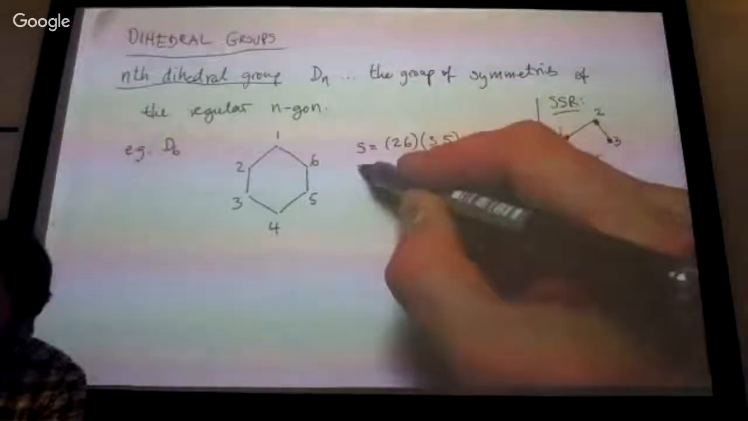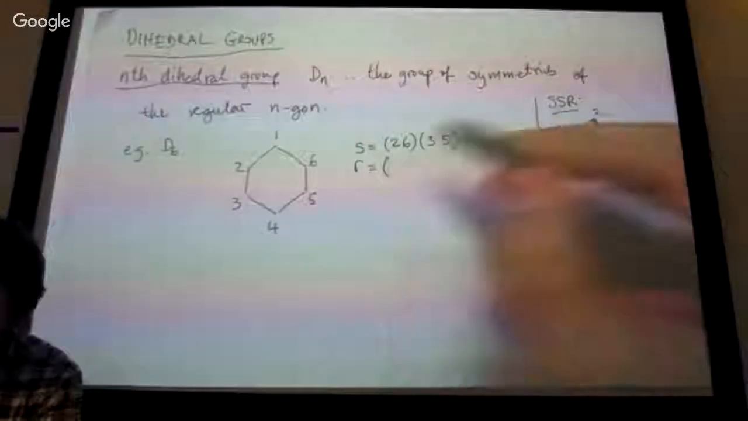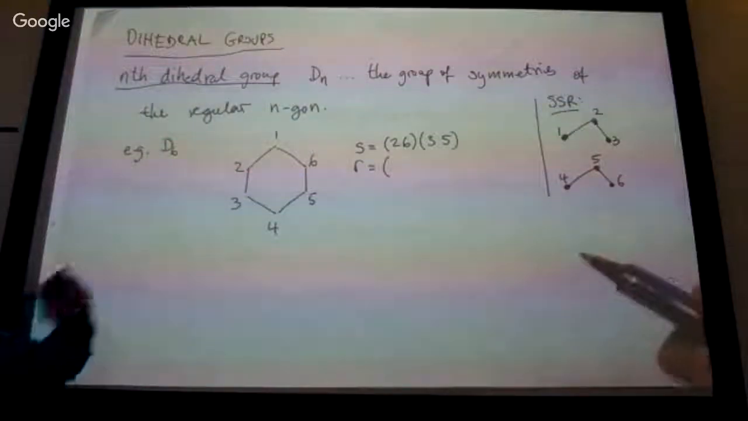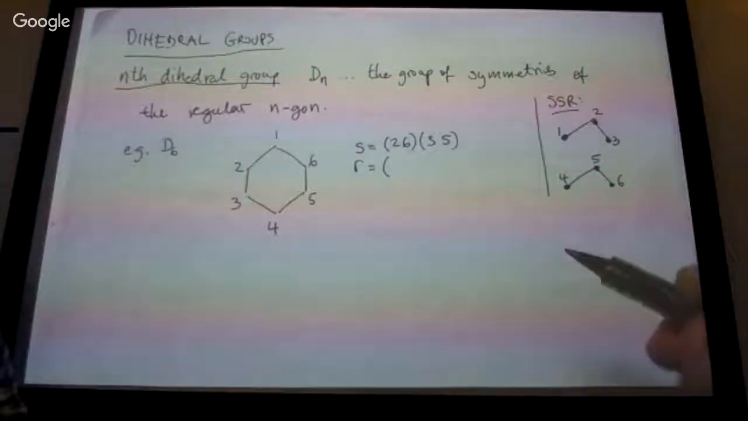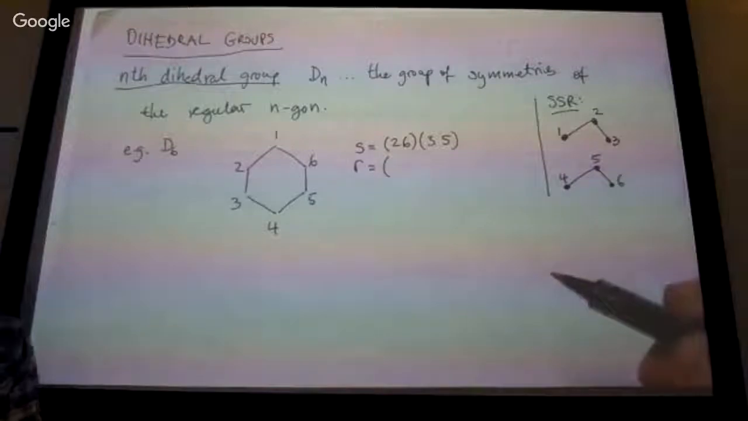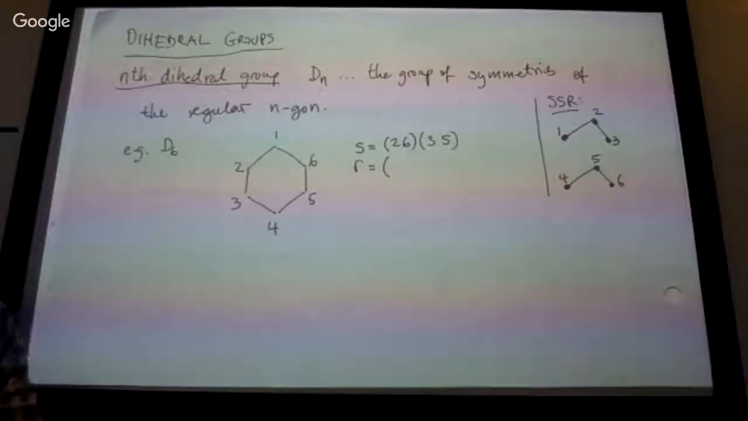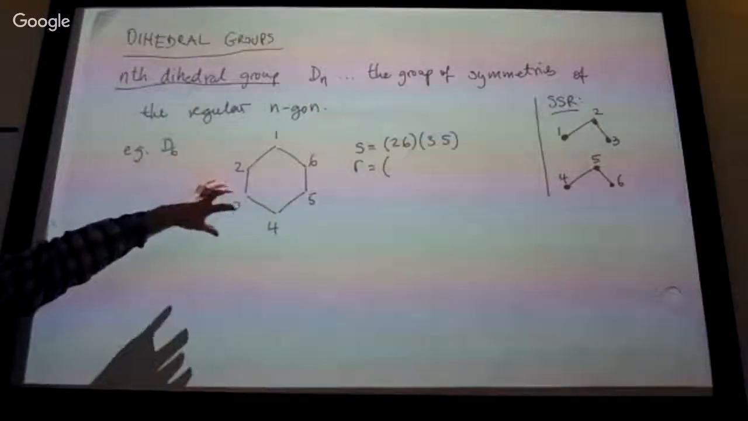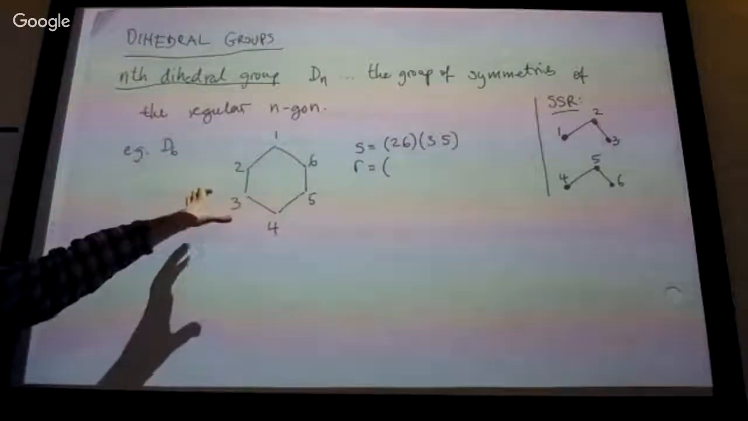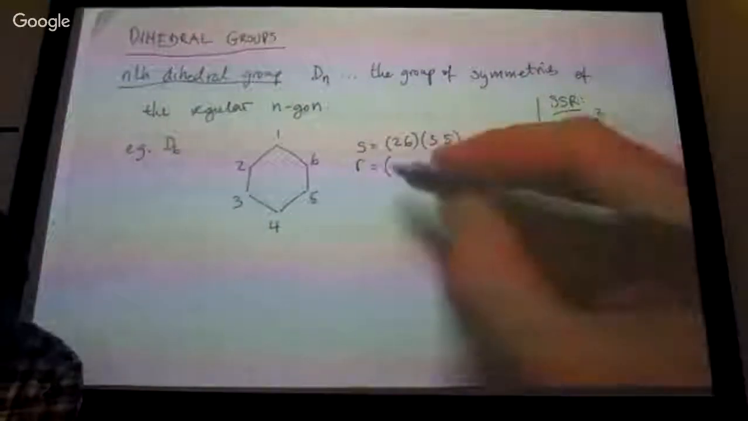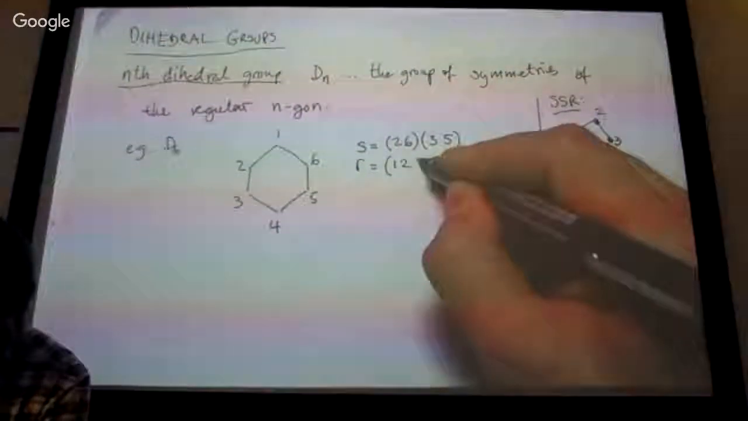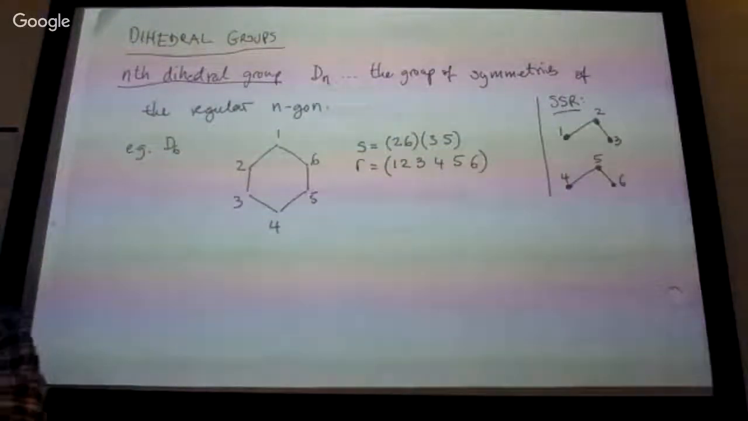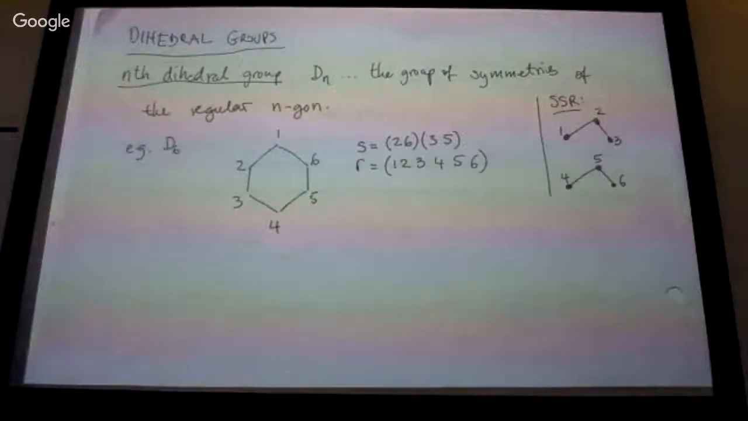And then there's another element in this group, which is, well, more than this, there are 2 important elements in the group. And the other one is the one that rotates the hexagon by 60 degrees. Okay, so 1 goes to 2, 2 goes to 3, 3 goes to 4, 4 goes to 5, 5 goes to 6, and 6 goes to 1. This cycle.